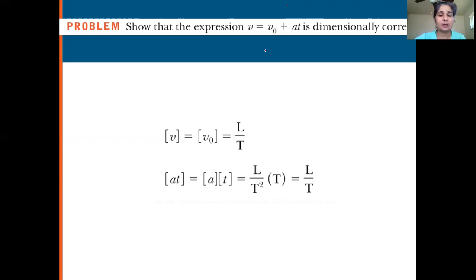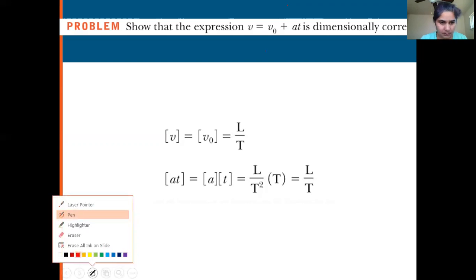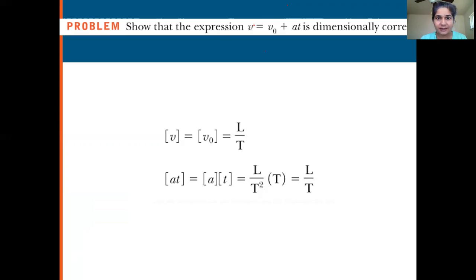So in this case, let me use a pen. Let's look at the left-hand side here. This is velocity, v. Velocity is distance upon time, just like speed. The unit for distance is L, and the unit for time is T, so L over T. This is how we write the dimensions for velocity. When we write the dimensions, we put them in square brackets. These square brackets are telling you that you are now writing dimensions.